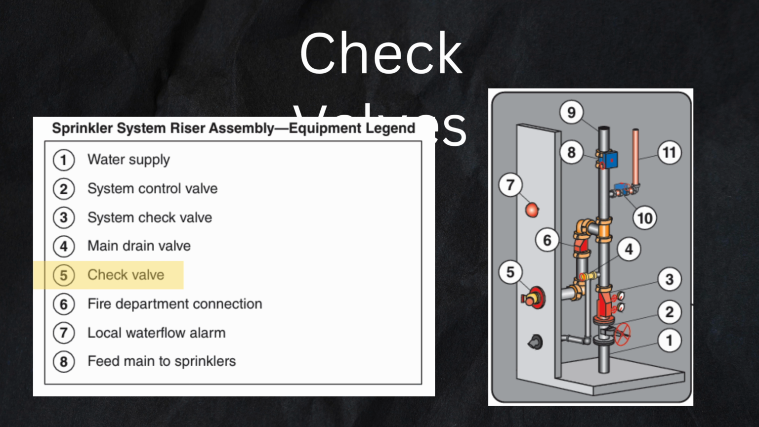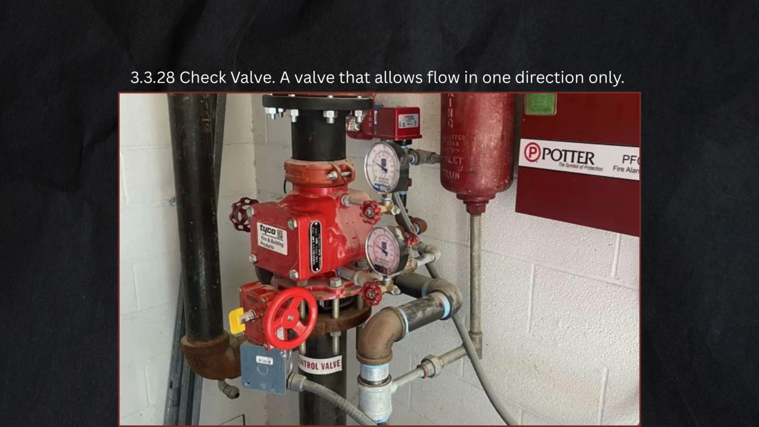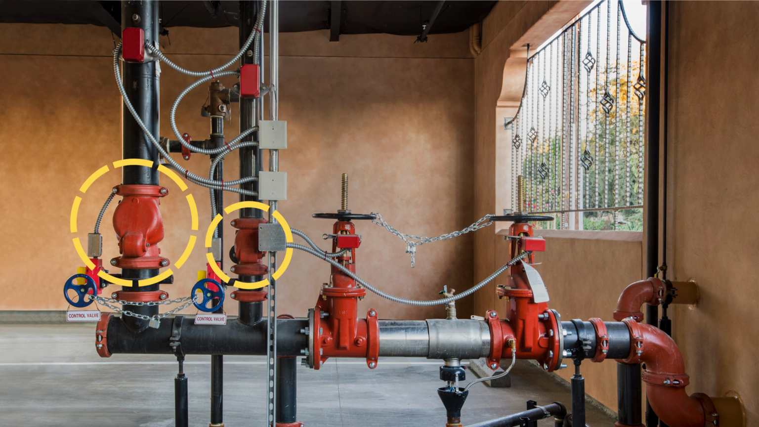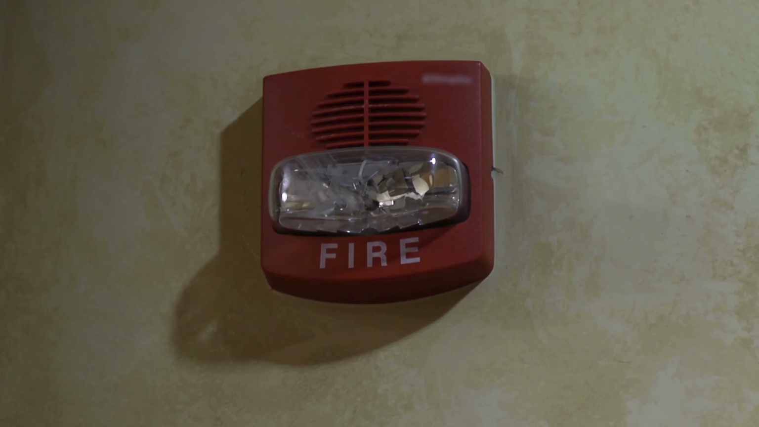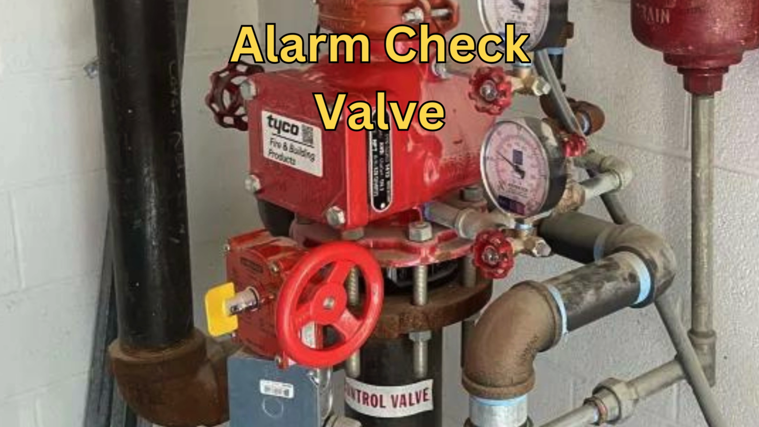3.3.28 check valve: a valve that allows flow in one direction only. A sprinkler system check valve is useful in many situations. It prevents water from going back to other systems and prevents pressure loss back into the water feed. Check valves can be required to prevent false water flow signals on floors where sprinklers have not activated, for example, floor systems interconnected to 2 supply risers.